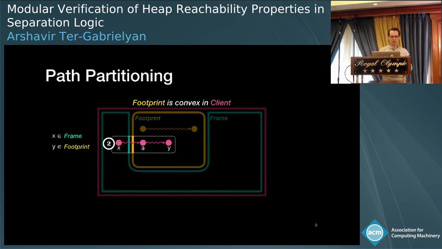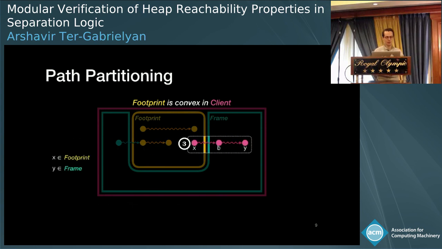For instance, if a client local path starts in the frame and ends in the footprint, then it must cross the boundary of the footprint at least once in order to enter it. So let's denote by A the first node along this path that belongs to the footprint. Now, for the client local path from A to Y, we can reuse the same argument as we had in the first case. Ultimately, this gives us a way of splitting this path into exactly two subpaths. And again, instead of an unbounded number of cases, we get exactly one case. An analogous situation is for client local paths that start in the footprint and end in the frame.